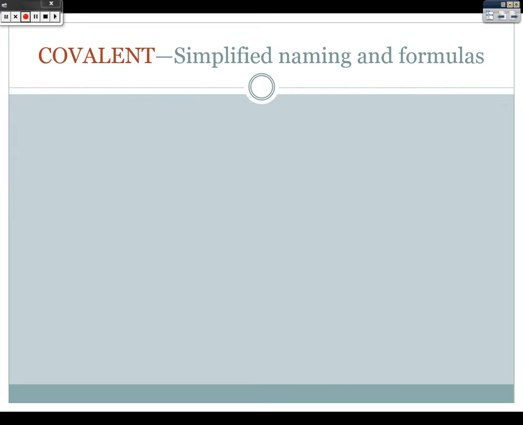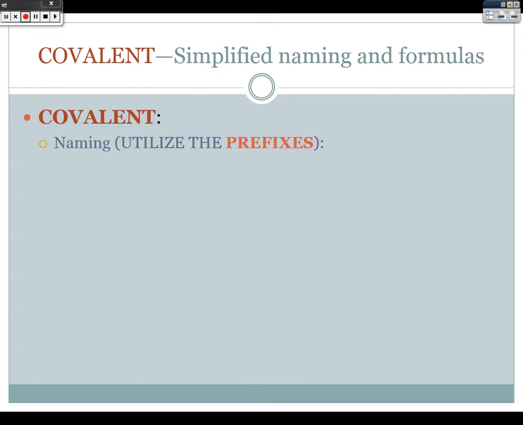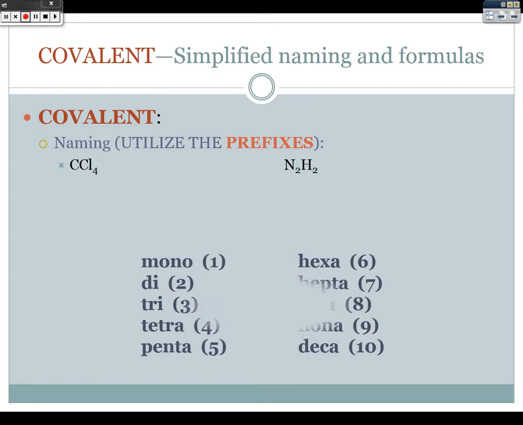Alright, so let's talk specifically about covalent. So naming utilizes the prefix. When we're talking about covalent, we use prefixes. So CCl4 and N2H2. Our prefixes are as follows: mono, di, tri, tetra, penta, hexa, hepta, octa, nona, deca. Okay, those should be committed to your memory.